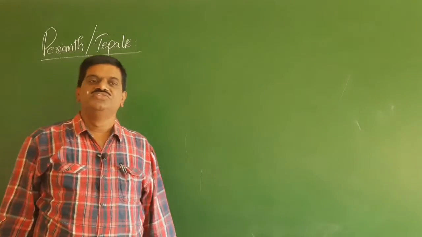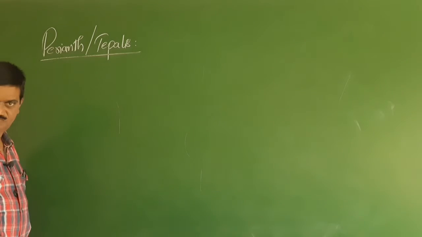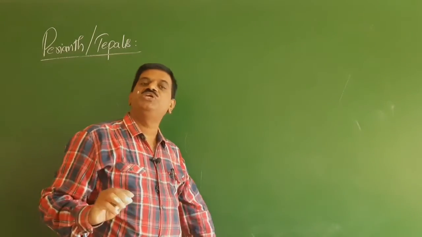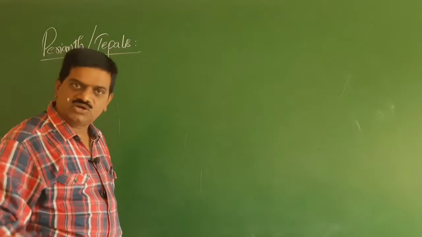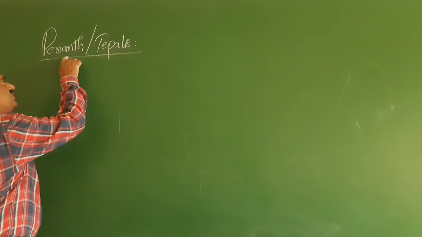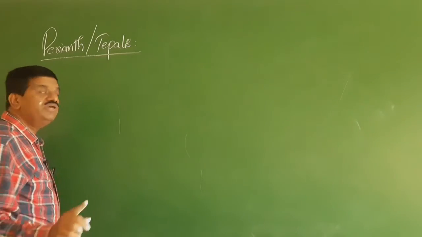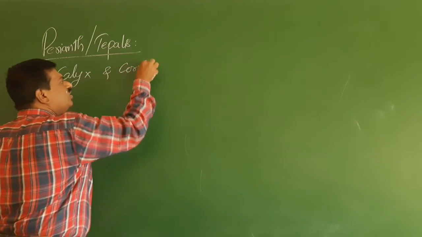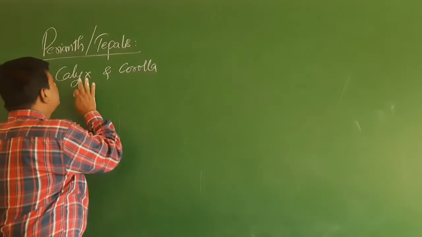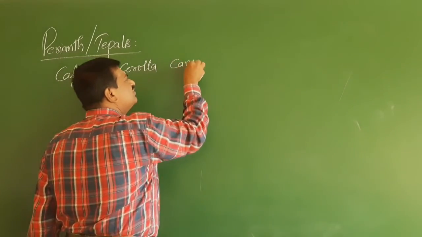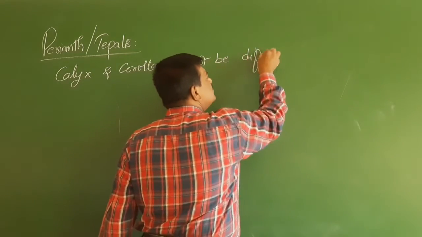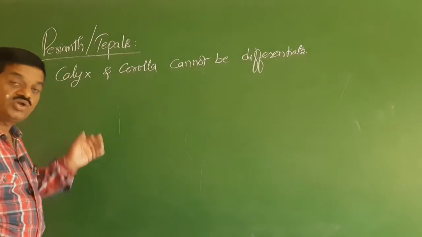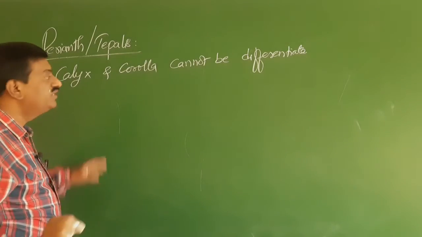So we go for the next heading called as perianth. Here perianth is also called as tepals. Here we use the word calyx sepals, corolla petals. Same way perianth is also called as tepals. The meaning of perianth: when calyx and corolla cannot be differentiated, it is called as perianth, or calyx and corolla fused together appear like one unit, hence it is called as tepals.